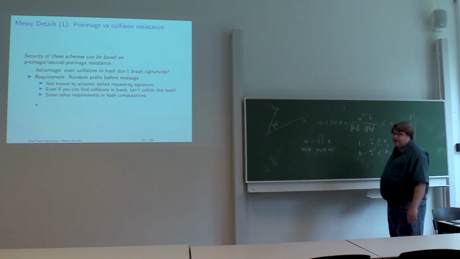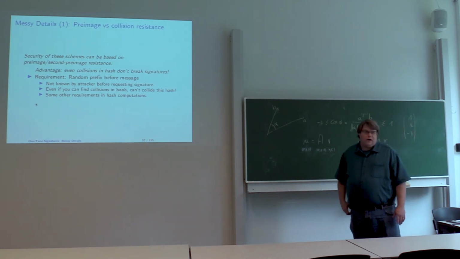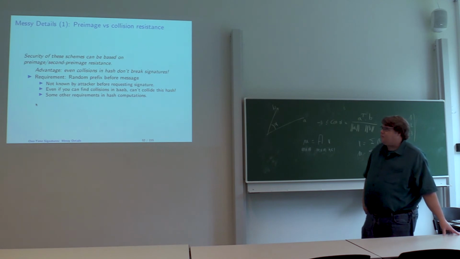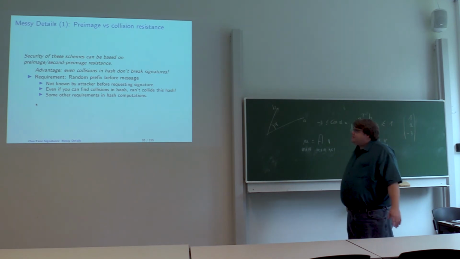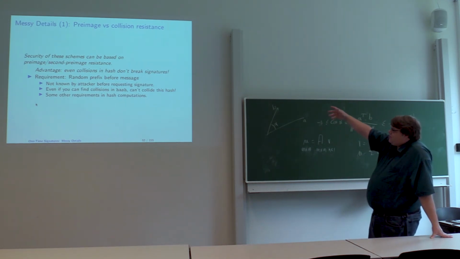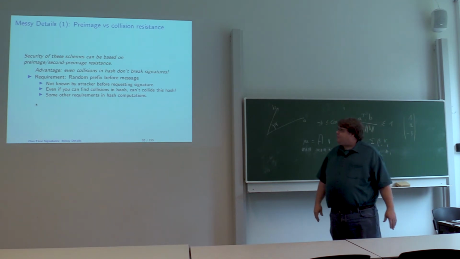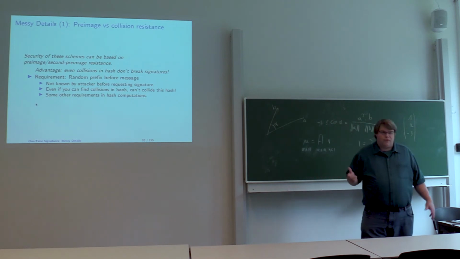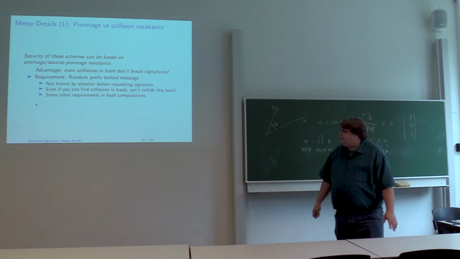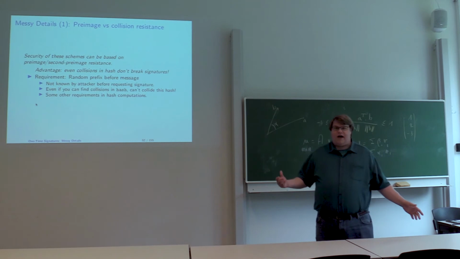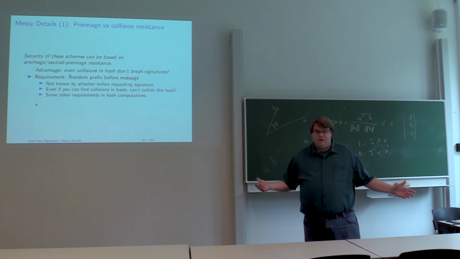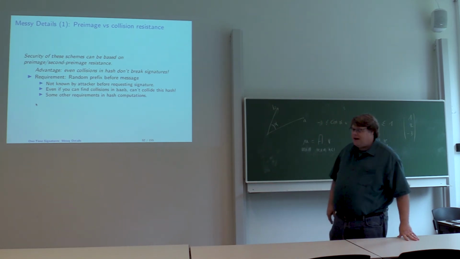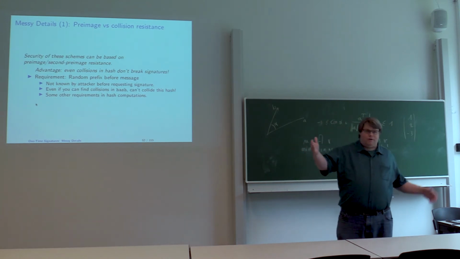So, a few messy details, because in this talk I'm mostly not talking about the messy details, but I do want to point them out. When you actually fully specify these schemes, you probably want to make them based on second preimage resistance and preimage resistance rather than collision resistance. More or less, that means you generate a random prefix that gets hashed in before you hash the message. Sometimes you also might generate a random mask that gets XORed in before and after.